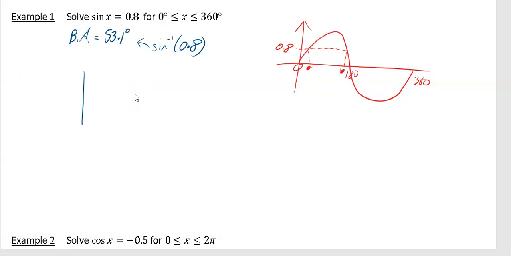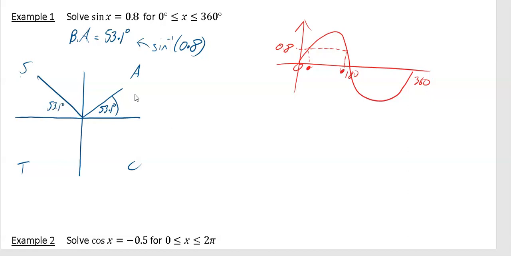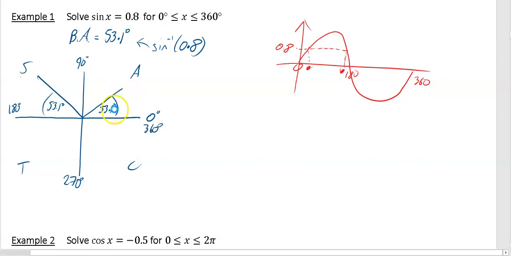Okay, now we draw what is called our CAST diagram, and this is a brilliant bit of mathematics, it works really, really well. Our basic angle is 53.1, so 53.1 goes in here, and 53.1 goes in here. For the sake of this one I label it 0 degrees, 90 degrees, 180 degrees, 270 degrees, and 360 degrees. You should have seen your CAST diagrams before. I'm going to go through quickly what's going on here.